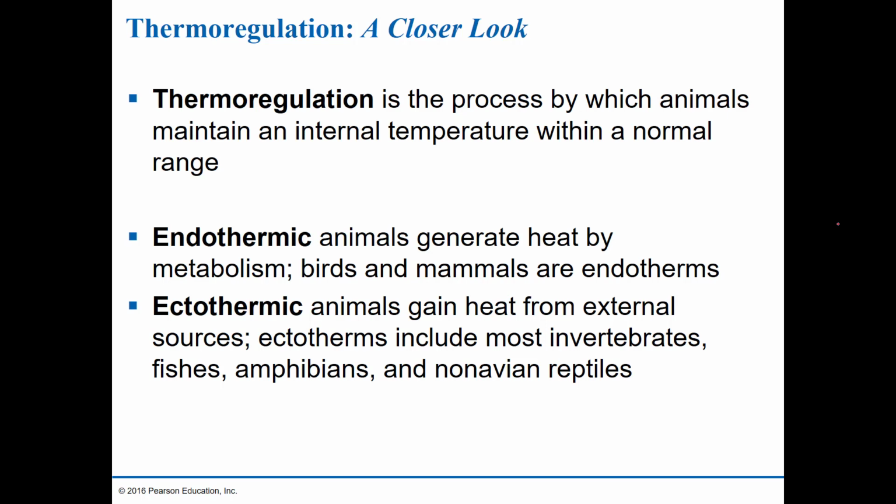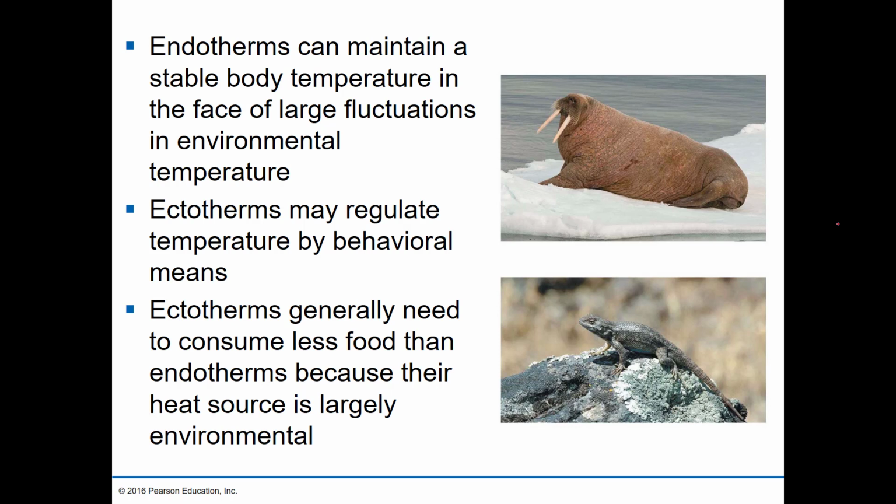So a lot of these animals are found in more tropical environments as well. Endotherms can maintain a stable body temperature in the face of large fluctuations in environmental temperature. So you see a lot of mammals and birds in places where it's extremely cold, like penguins, walrus, seal. Ectotherms may regulate temperature by behavioral means like sunning themselves. They also consume less food because their heat is largely environmental, whereas for endotherms, it's metabolic.